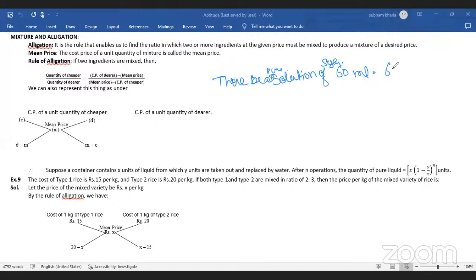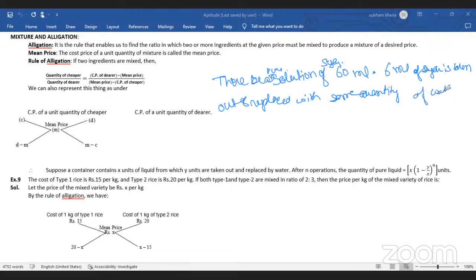Now what is happening? 6 ml of sugar is taken out and replaced with the same quantity of water. Please pay attention. This question is the father of everything we have studied so far. Very important question. Okay? Let there be a pure solution of sugar, 60 ml. 6 ml of sugar is taken out and replaced with the same quantity of water.